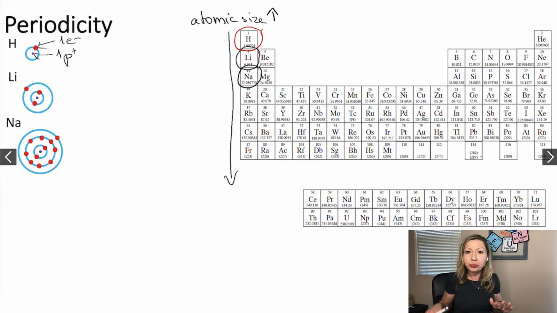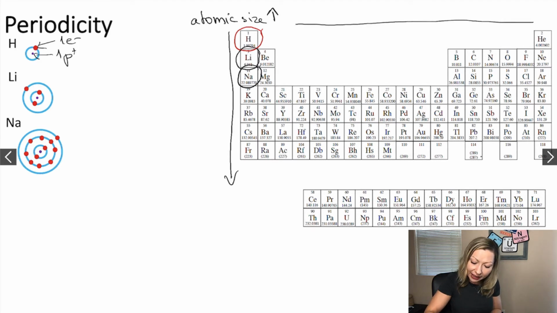All right. Now, what happens if I start moving left to right across a period? In this case, I am not adding shells, but I'm adding protons and electrons. And because I'm moving within one shell, the electrons will actually feel a larger attractive force from the nucleus as I go across the period. So what does this mean? Let's check out beryllium compared to lithium. So beryllium has 4 electrons and 4 protons. Will it be larger or smaller than lithium?